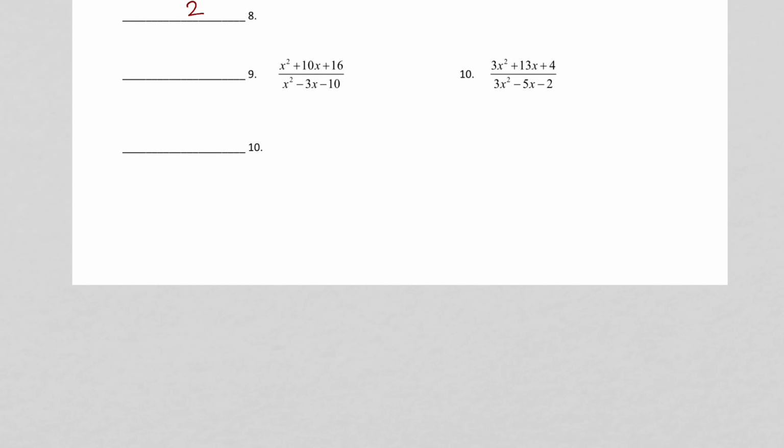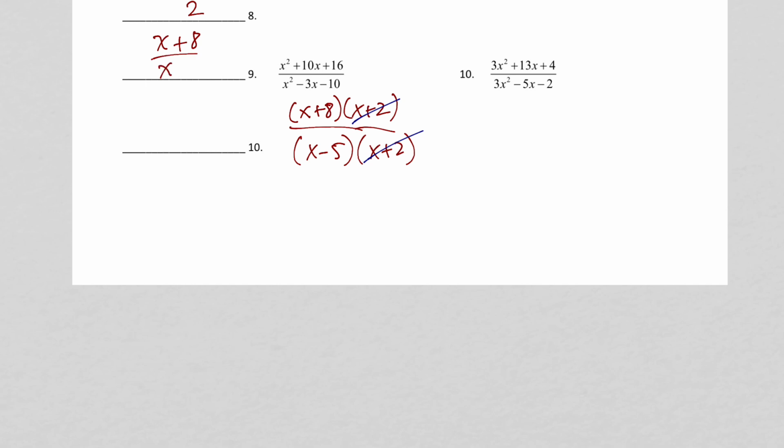Here I'm going to factor the top, and the top is going to be x plus 8, x plus 2. I'll factor the bottom, and this will be x minus 5, x plus 2, and then I'll cancel the x plus 2's, and we'll be left with x plus 8 over x minus 5.